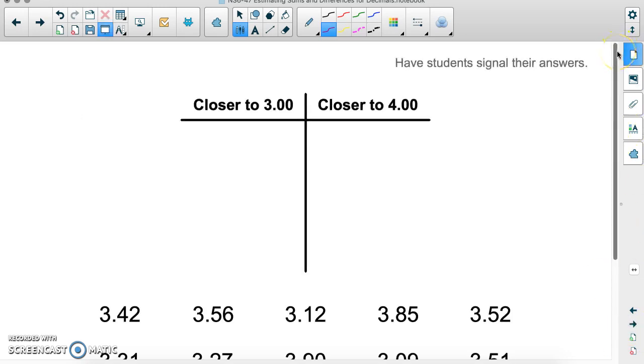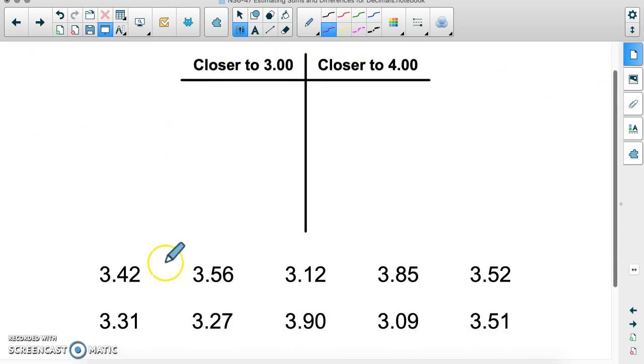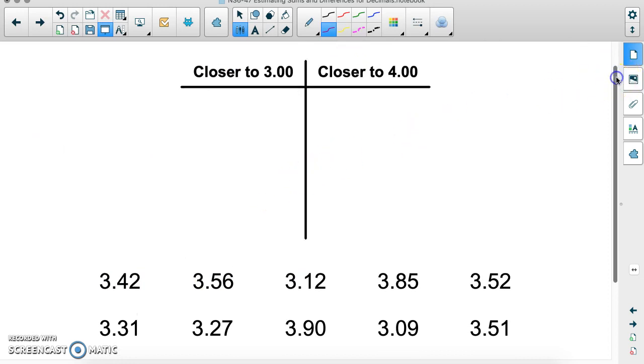Okay, now on your whiteboards, you're going to place the decimals in the correct table column on your whiteboard. So you're going to create a table on your whiteboard: closer to 3.0, closer to 4.0, and I want you to sort these numbers. When you're sorting them, I want you to think about which digit you're looking at in the number to decide where to sort it. When you're done, you're going to resume your screencast.